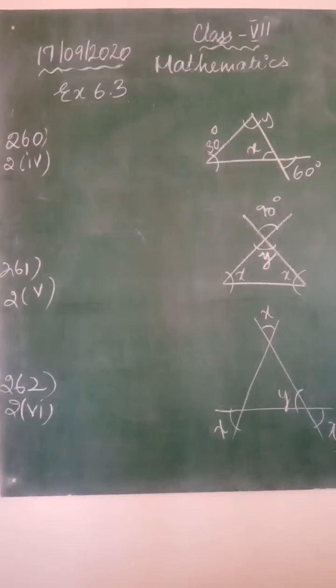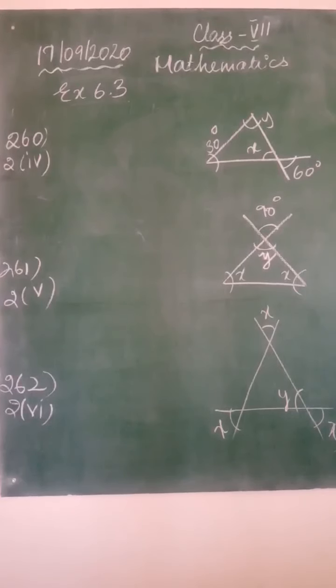Now coming to the next question, the second question from exercise 6.3. So here we have to find the unknown angles. We have learnt about vertically opposite angles, linear angles, then the angle sum property of a triangle. So using these three properties we are going to solve this sum.